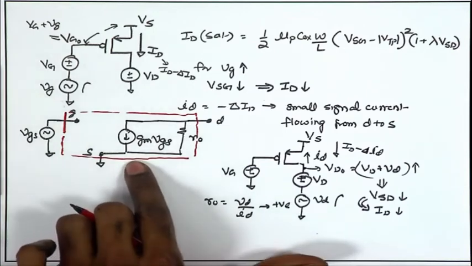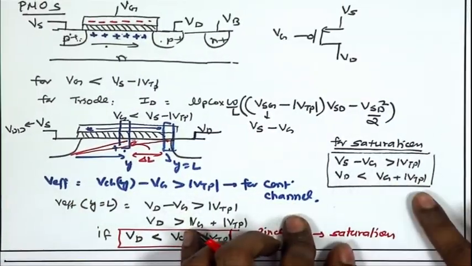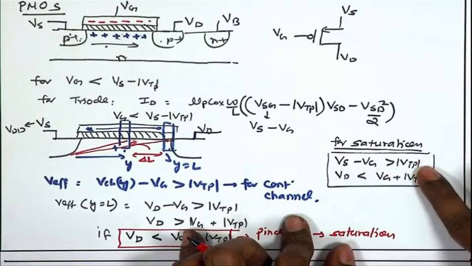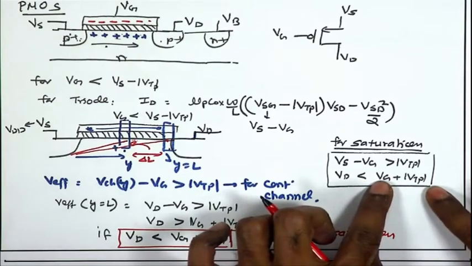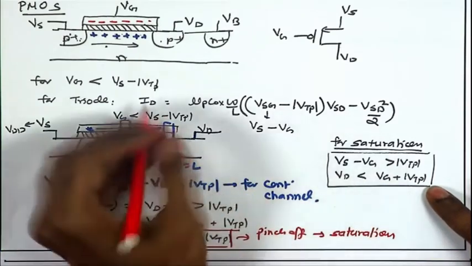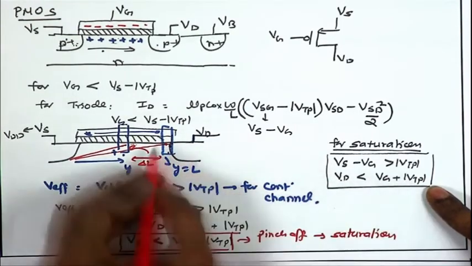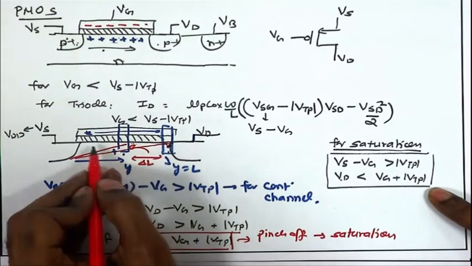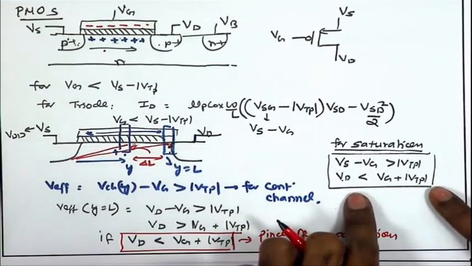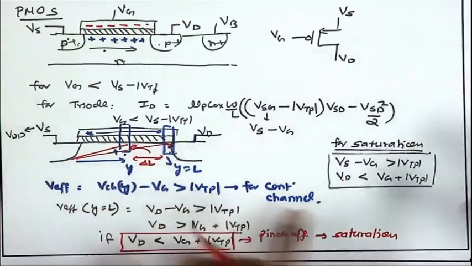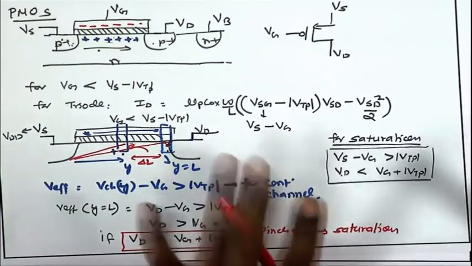For DC condition, we have to be careful while defining the saturation region operation. We just have to keep in mind the condition for saturation. Vs should be greater than Vg by mod Vtp to keep the channel on, and Vd should be less than Vg plus mod Vtp, so that the channel is pinched off on the drain side. The moment Vd becomes equal to or greater than Vg plus mod Vtp, the channel is no longer pinched off and you have a continuous channel, and hence you are in triode region. This is the distinction we need to make, and it is nothing to be memorized. If you have the physical operation of the device in mind, at any point you can quickly derive the required condition.